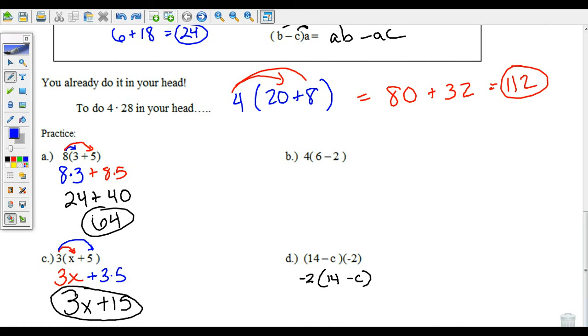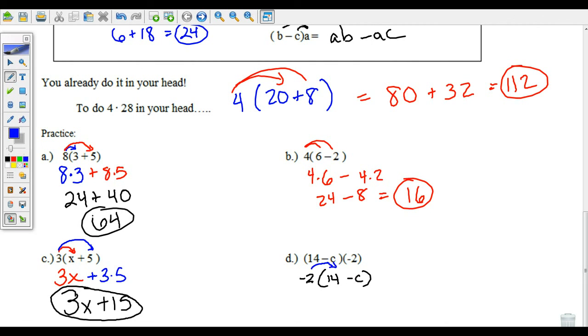Alright, so let's finish these up here and go over our answers. When we distribute here, 4 times 6, we do the minus sign, and 4 times 2. We get 24 minus 8, which is 16. Final answer there. On this one, we distribute the -2 through, and this is a harder example. So if you didn't get this one, that's okay.